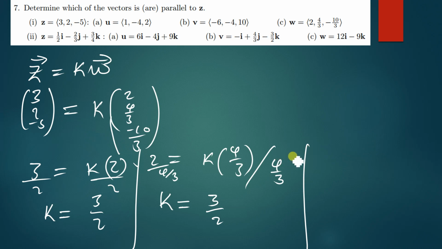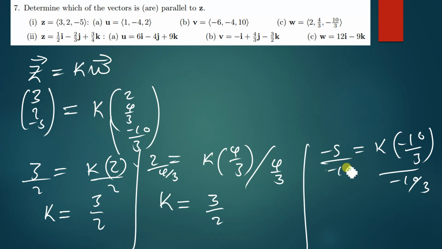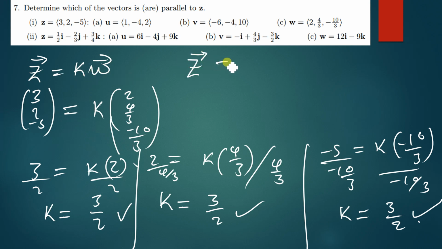The last part is -5 is equal to k times -10/3. So we divide everything by -10/3, and the value of k is 3/2. So since the value of k there and there, even there, are the same, we conclude that z is parallel to w because z is equal to 3/2 w.